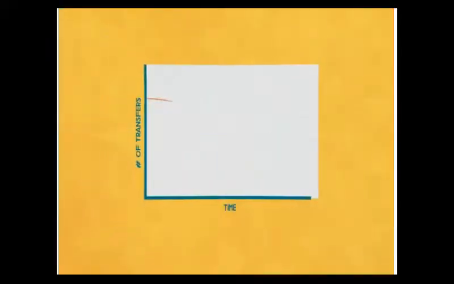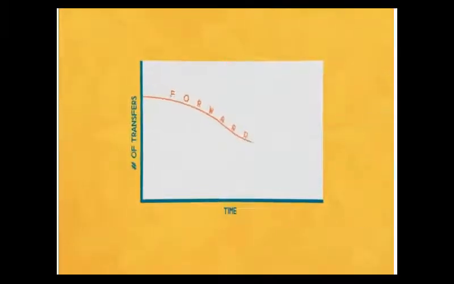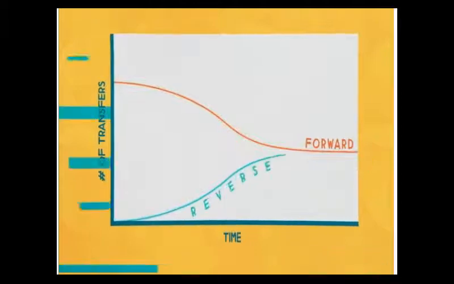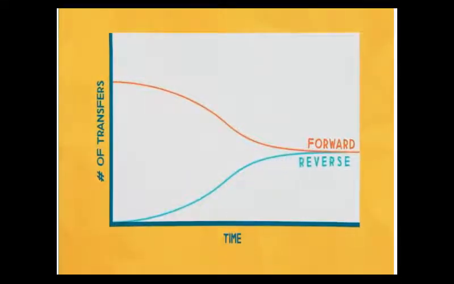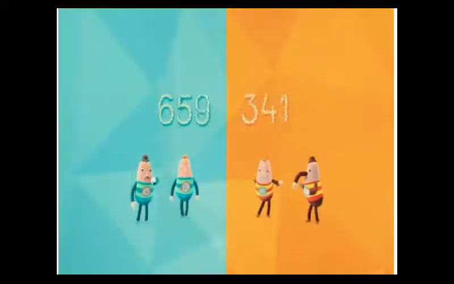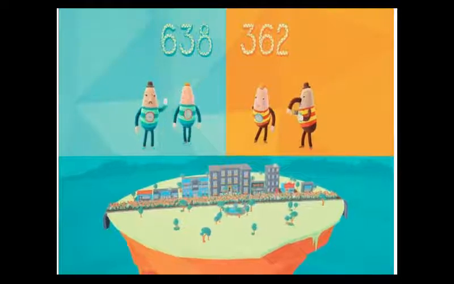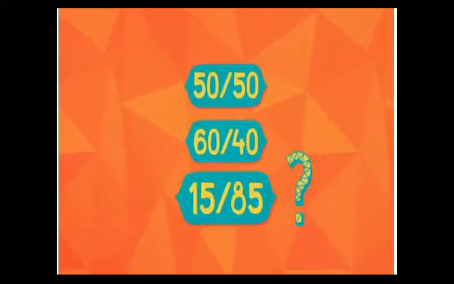Now, the number of limb transfers per second forward will start high and then fall, and the number of limb transfers per second backward will start at 0 and then rise. Eventually, they'll meet, they'll be the same. And when that happens, the number of people in each state stops changing, even though people are still bumping into each other and exchanging limbs. Now, how many people do you think there are in each state? Half and half, right? No. Well, maybe. It depends. It could be 50-50, but it could be 60-40 or 15-85 or anything.